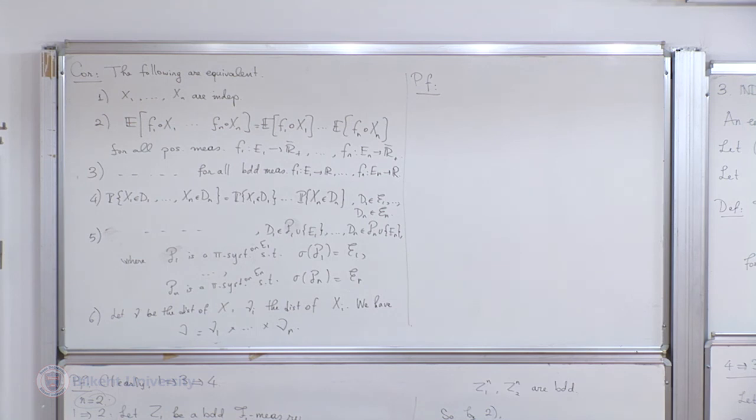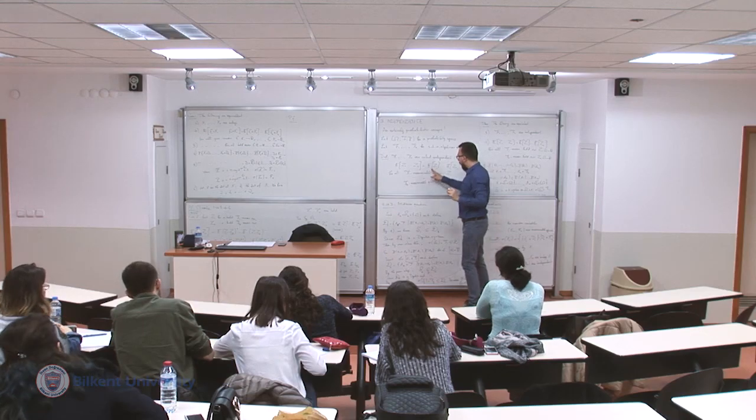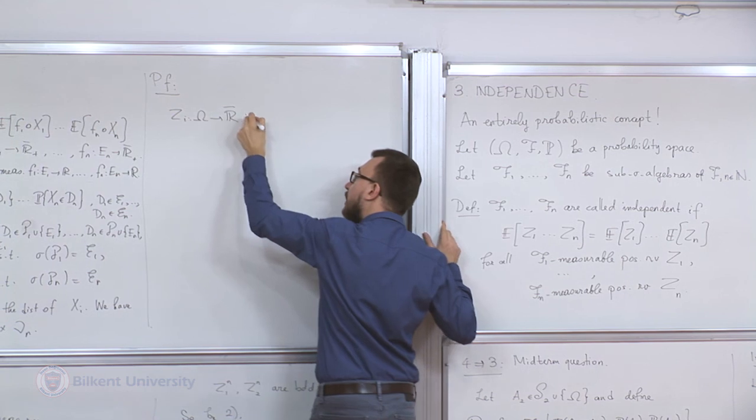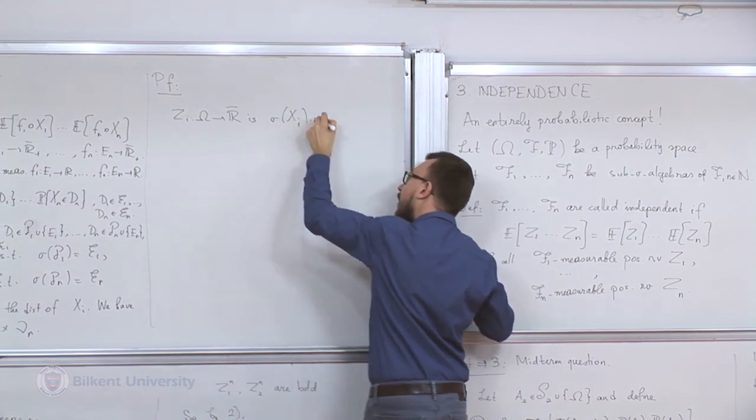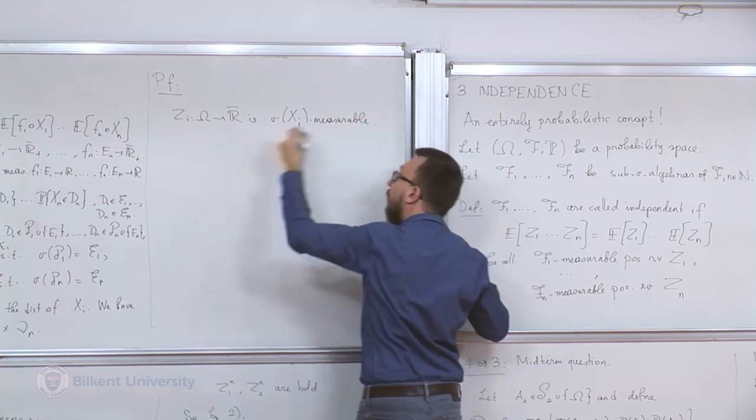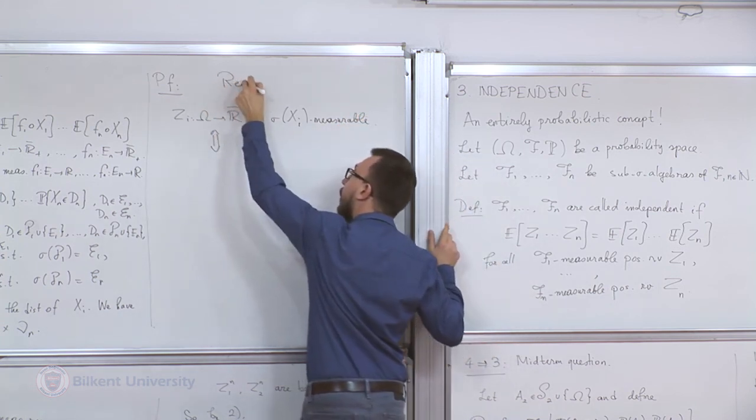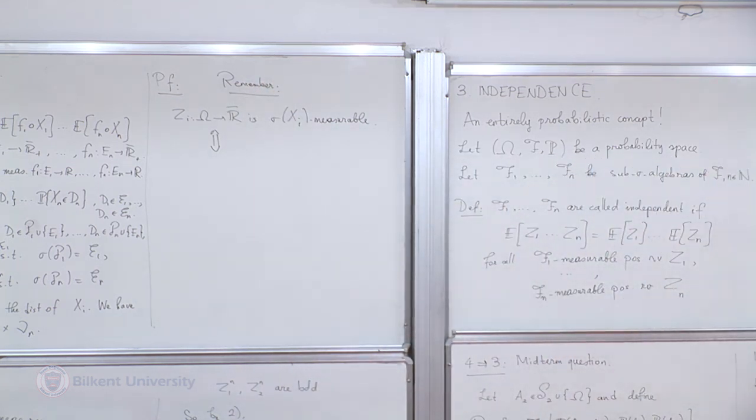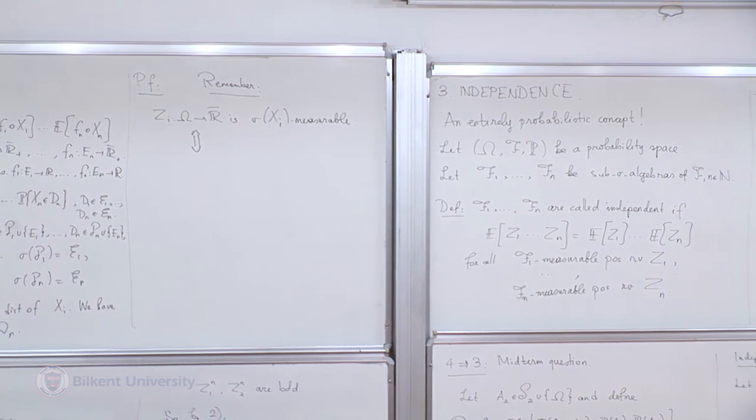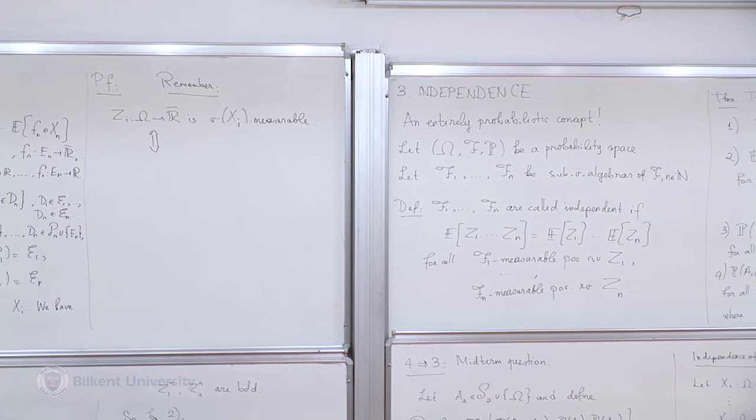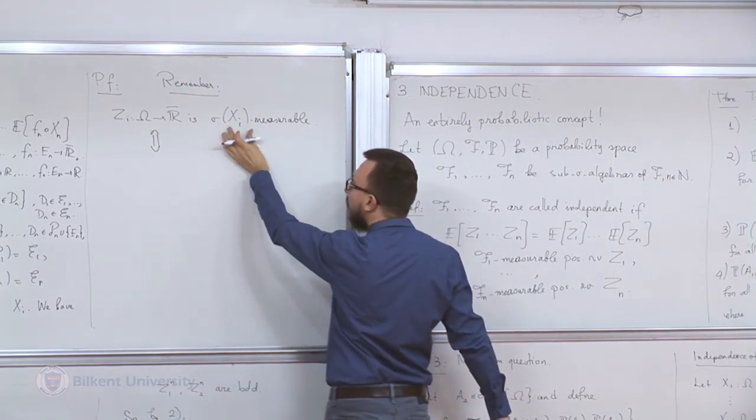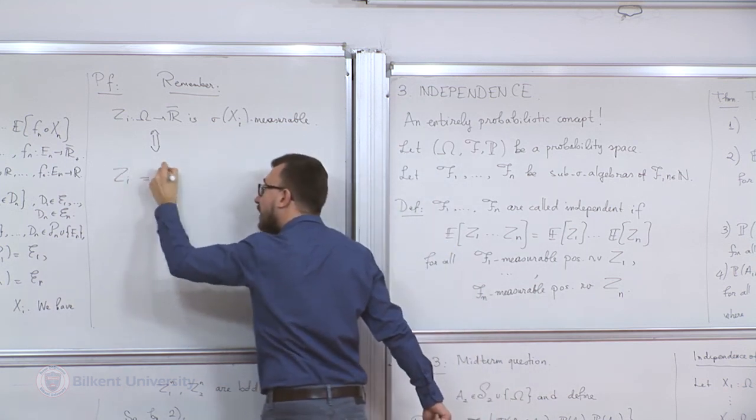An important fact. So remember that here we look at zi, that is F1 measurable. So zi from omega to r bar is sigma xi measurable if and only if what? So remember. If and only if what? So we talked about monotone class theorem for functions, and then as an application of that, we showed that some random variable is measurable with respect to the sigma algebra generated by xi if and only if it is a function of it.